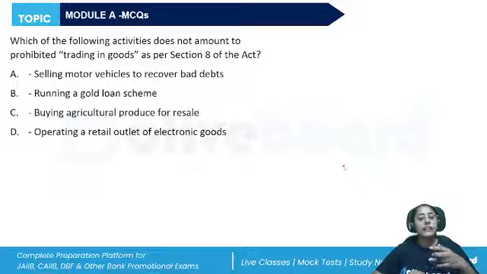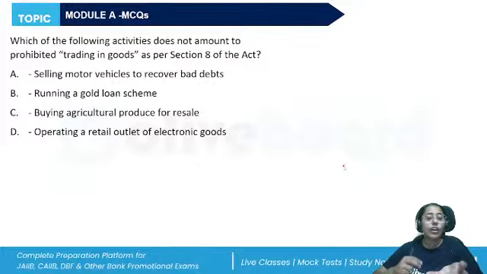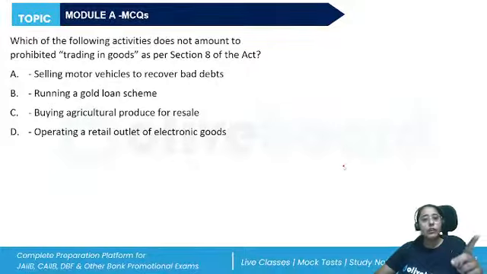Next, which of the following activities does not amount to prohibited trading in goods as per Section 8? Again, Section 8 is quite important. Selling motor vehicles to recover the bad debts, running a gold loan scheme, buying agricultural produce for resale, operating a retail outlet for electronic goods. So again, the prohibition says that banks cannot directly or indirectly engage in the buying and selling of movable property. But which of these does not amount to prohibited trading in goods?